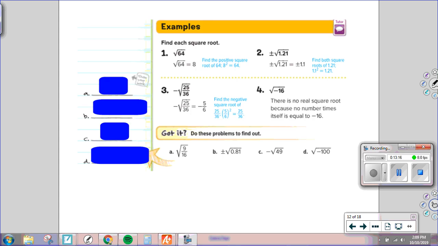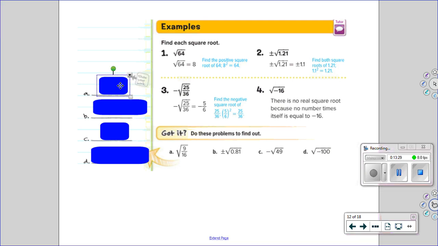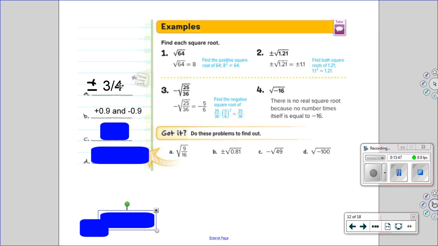I believe this is page 72 in your book, A through D. The first one, we have the square root of 9 over 16. That is going to be 3/4. It could be positive or negative, so I'm missing the plus or minus symbol, but you can make sure you add that in. For B, the square root of 0.81 is positive 0.9 or negative 0.9. I know, wait, I didn't trick you yet.